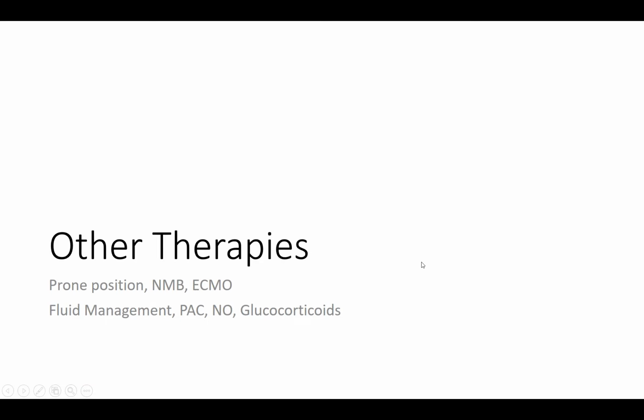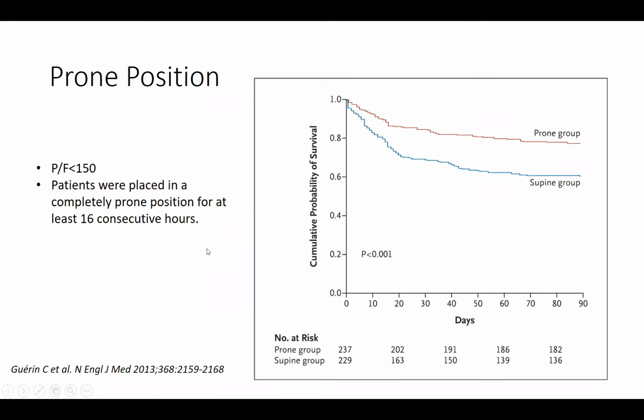All right, moving on to things besides mechanical ventilation. Prone positioning. So prone positioning is the one intervention besides low tidal volume ventilation that actually does have good randomized controlled study data showing improved mortality or improved survival. And this is from the study from 2013 showing that selected patients with a PF ratio of less than 150 were placed in a prone position for at least 16 consecutive hours per day.